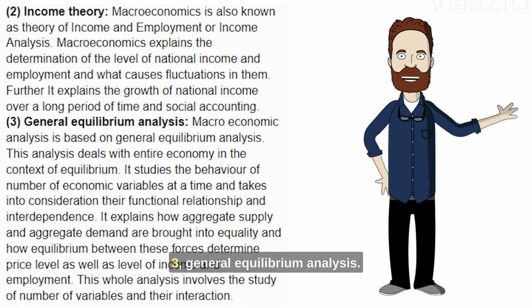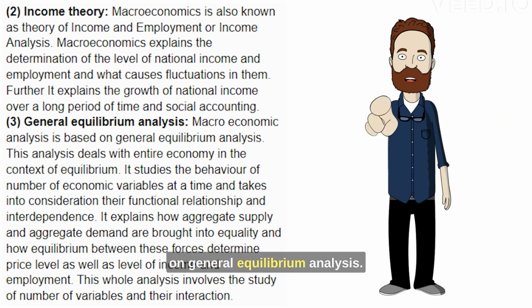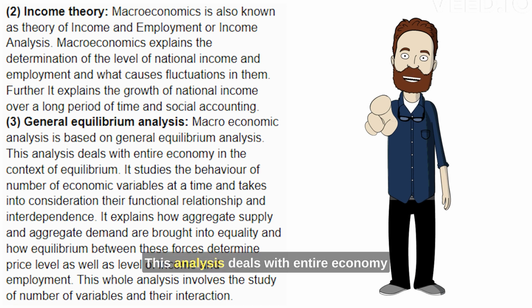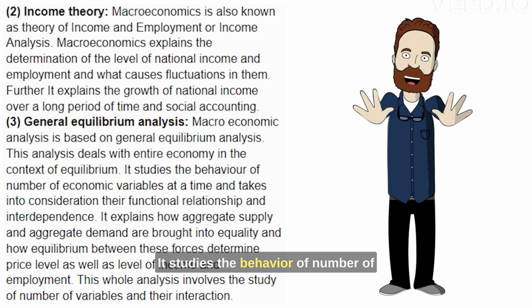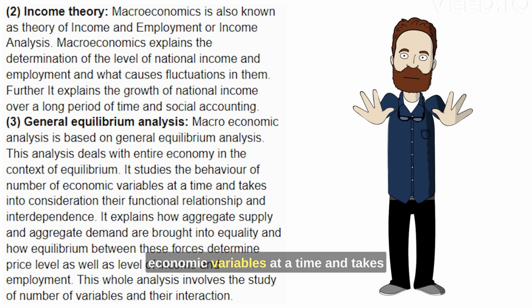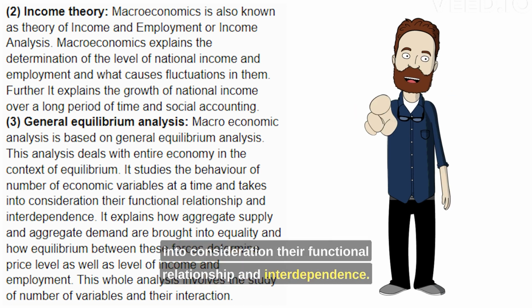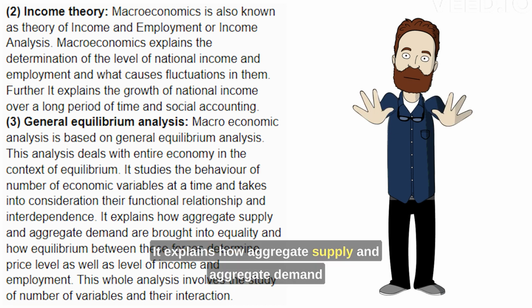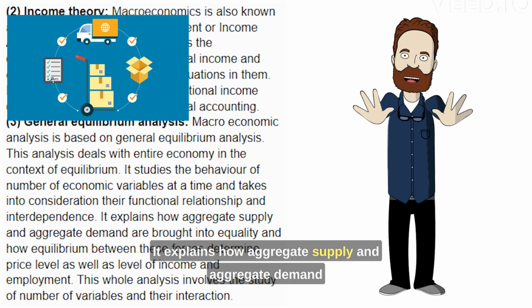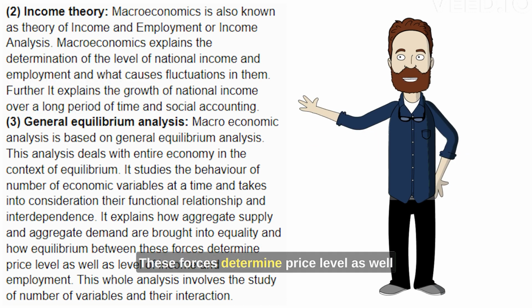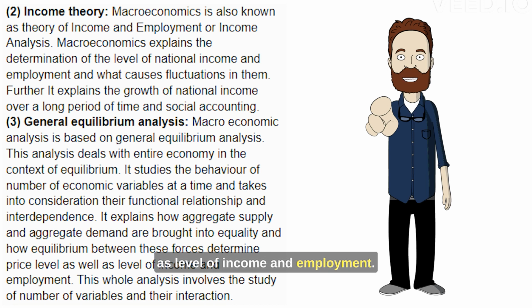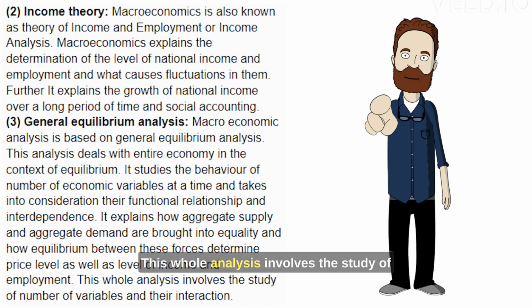3. General equilibrium analysis. Macroeconomic analysis is based on general equilibrium analysis. This analysis deals with entire economy in the context of equilibrium. It studies the behavior of number of economic variables at a time, and takes into consideration their functional relationship and interdependence. It explains how aggregate supply and aggregate demand are brought into equality and how equilibrium between these forces determine price level as well as level of income and employment. This whole analysis involves the study of number of variables and their interaction.